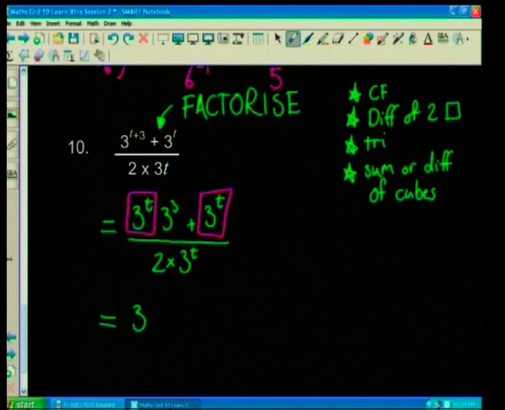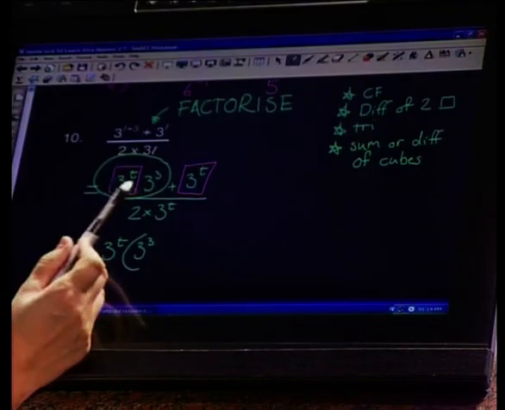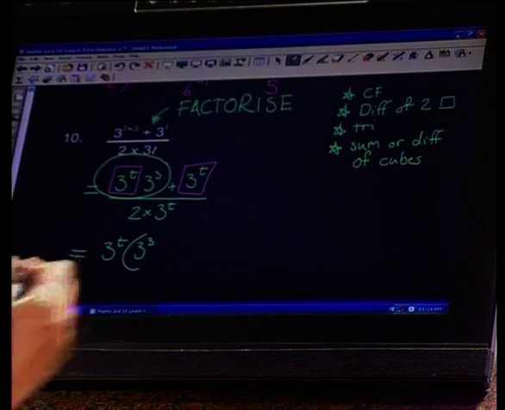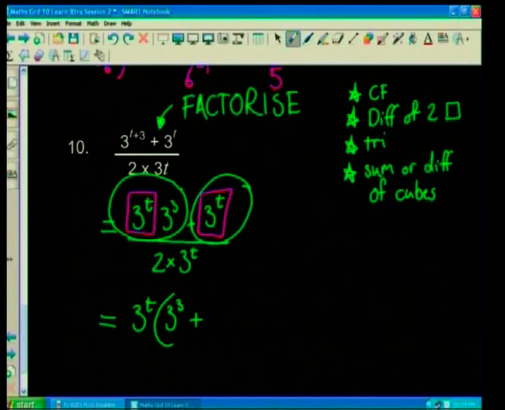So we've got 3 to the power of t, and what are we left with of the first term? We're left with 3 to the power of 3. This is what I love about highlighting, it's so much easier to see what's left of the first term because you've highlighted what needs to be taken out. And of the second term, what is left?